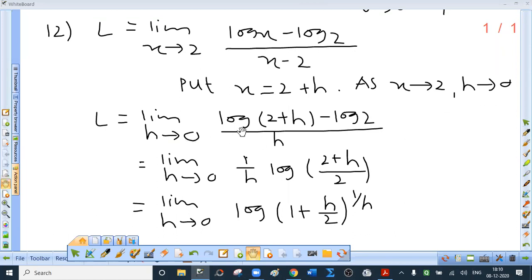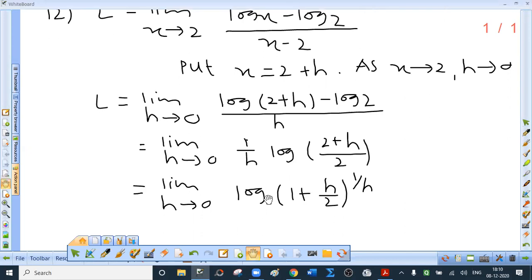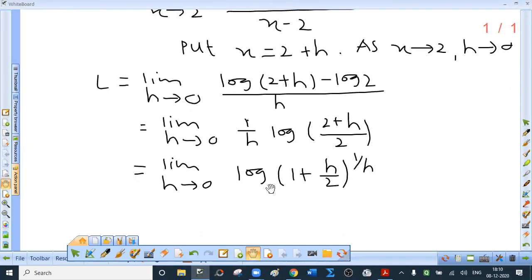So limit h tends to 0, log of 2 plus h minus log 2 upon h. So basically it is 1 upon h into log m minus log n, which is log of m upon n. What is n log m? Log of m raised to n. Now I have to use which theorem? Limit of a composite function. The limit of log is basically log of the limit.